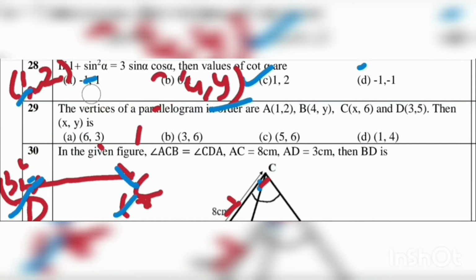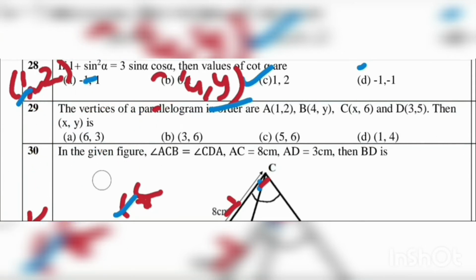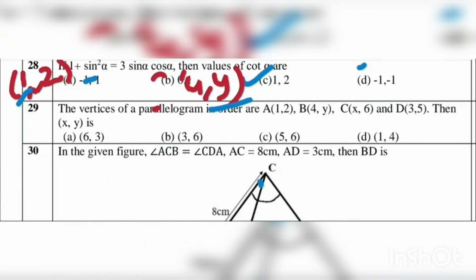So our correct answer is option A. Option A is the correct answer because we have found x is 6 and y is 3. Now let's do the next question.